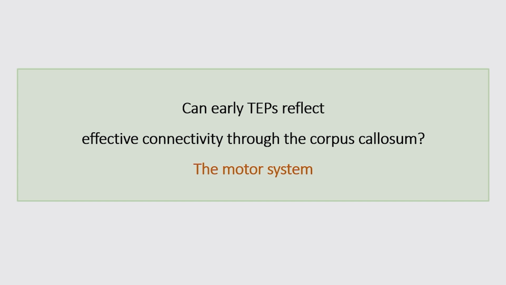Moreover, we focus on motor areas. That's because it's easier to stimulate these areas and to set TMS parameters compared to other areas. And as I will show you later, TMS parameters are very important to get the connectivity measures. So here's our question. Can early TEPs reflect effective connectivity through the corpus callosum?